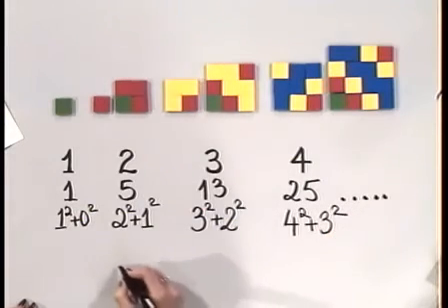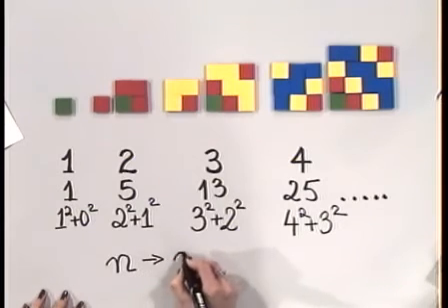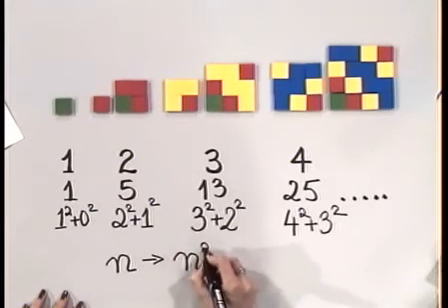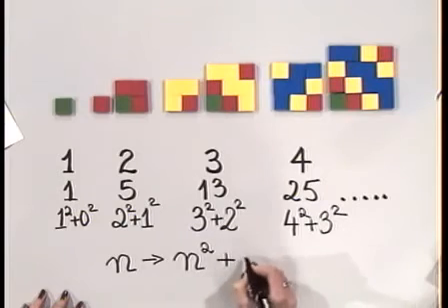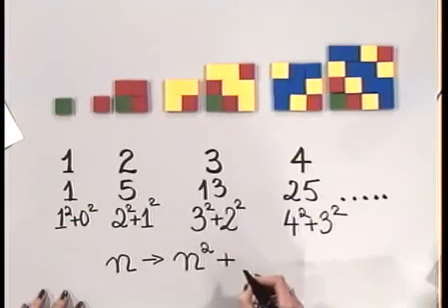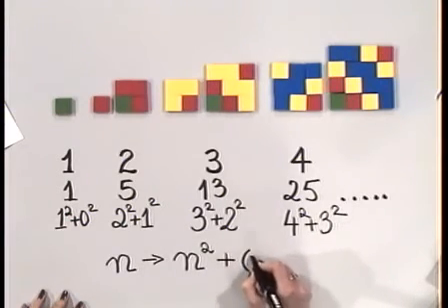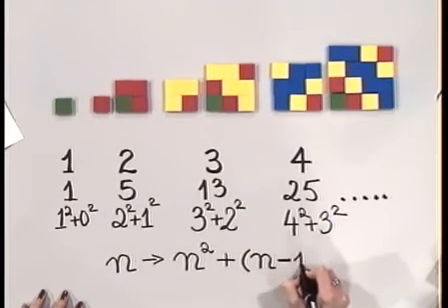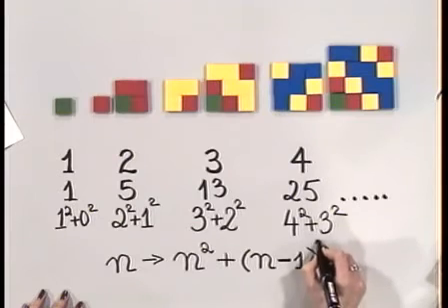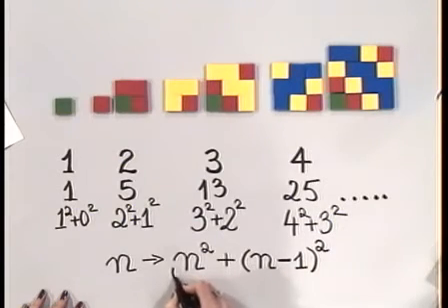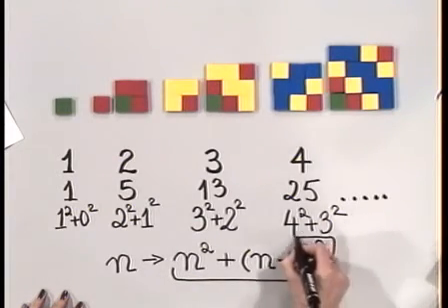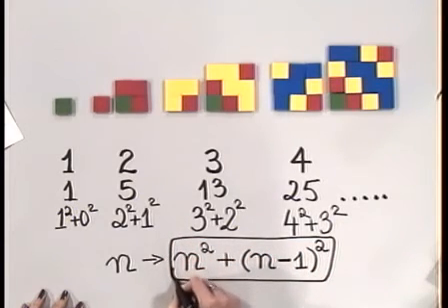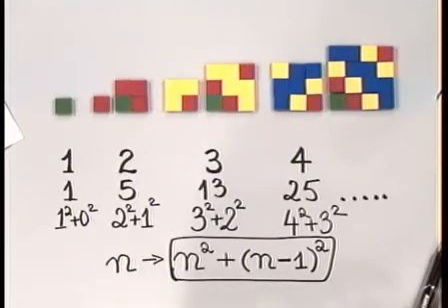Now we can generalize and say that when we're at the nth level, we will have n squared plus the square of the number before n. But the number right before n, the integer before n, would be n minus 1 squared. So we need to work this out. We need to expand this so we can write it as a polynomial. So let's go to our transparency and work that out.